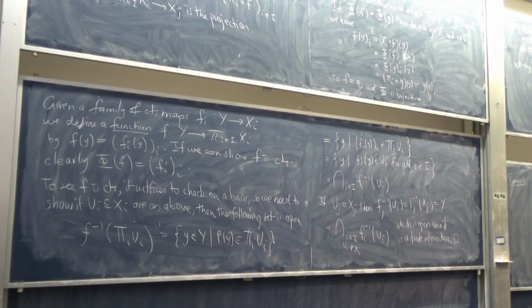Okay, so I proved that f was continuous, and phi of f is clearly the sequence I started with, so that proves that phi is a bijection, and we're done.